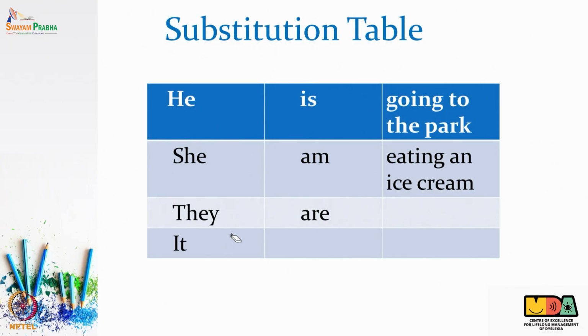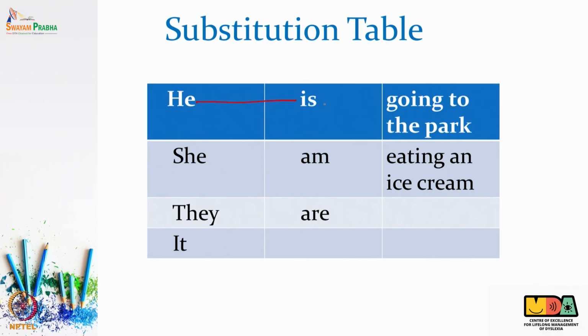Now, this is a substitution table. The first column represents the subject, the second column talks about the verb and the third column is the object. Here, we are going to teach you how to make simple sentences using these 3 columns. Now, let us see how to make simple sentences.